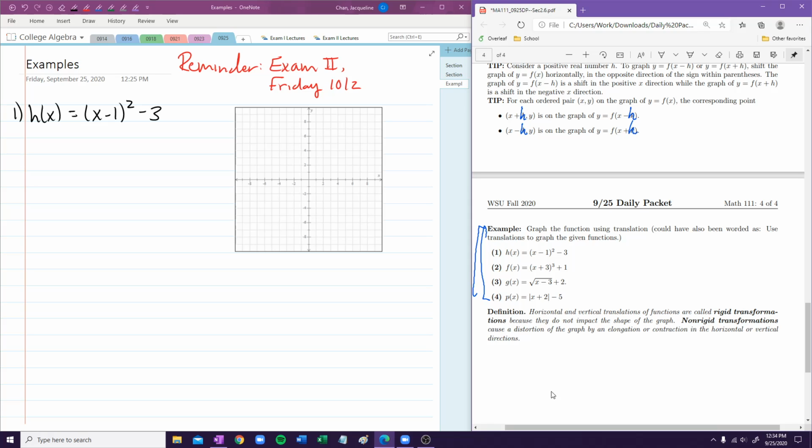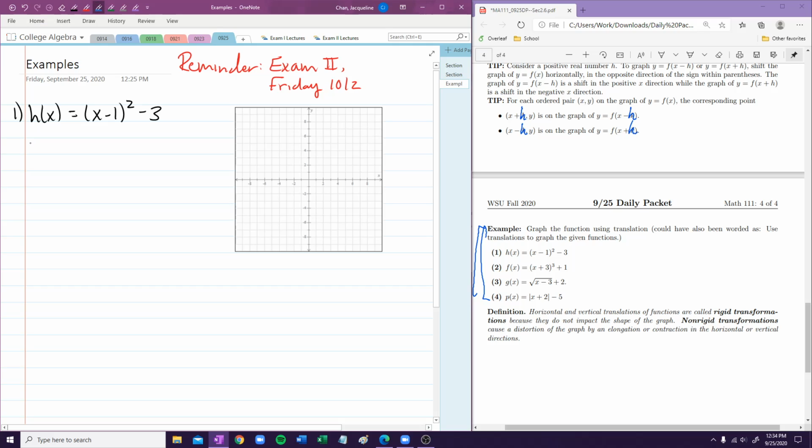Alrighty, so let's start with the examples. Our directions are to graph the function using translation. Another way this could have been asked is use translations to graph the given functions. The first function we're given is h of x equals (x minus 1) quantity squared minus 3.